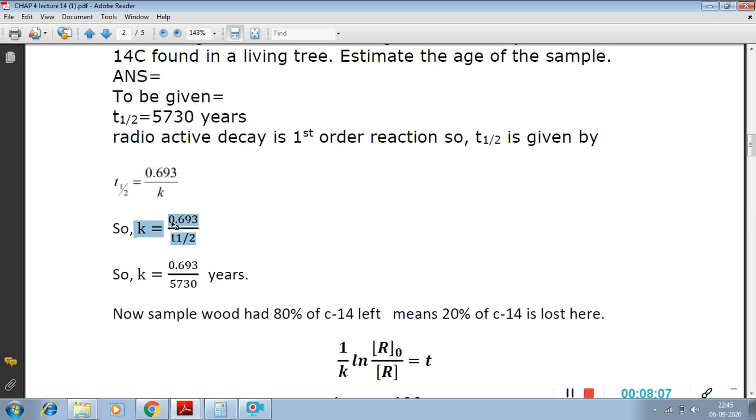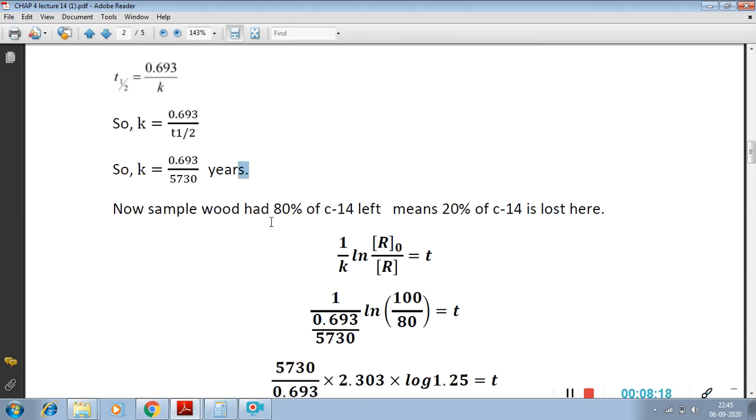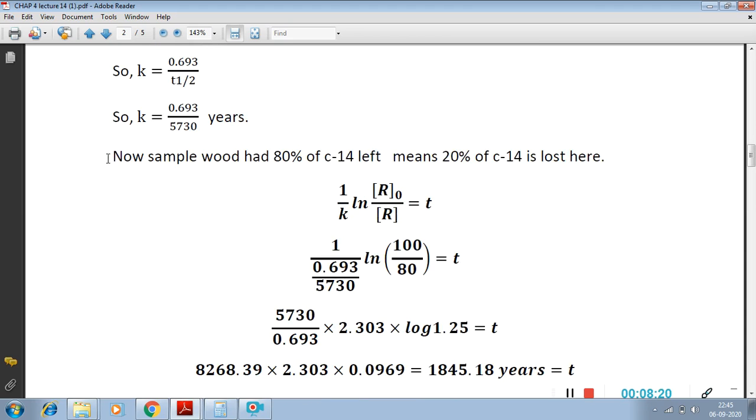K is equal to 0.693 divided by T1/2. So K is equal to 0.693 divided by 5730 years inverse. Here inverse will be there. Now the sample that we found had 80% of C14 left, meaning 20% of C14 is lost here.